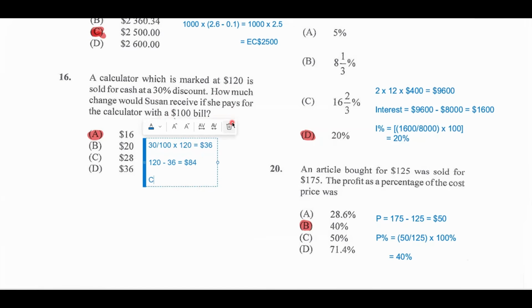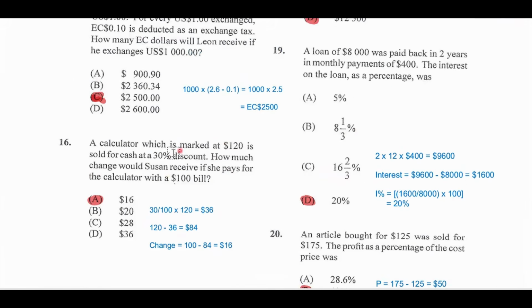And then the change from a $100 bill would be 100 minus 84, and that'll give me $16. So that's A.